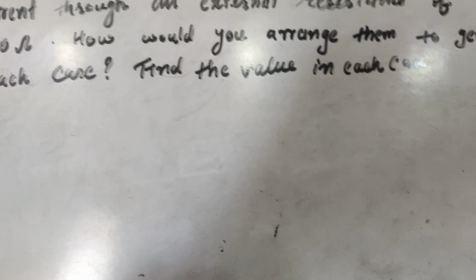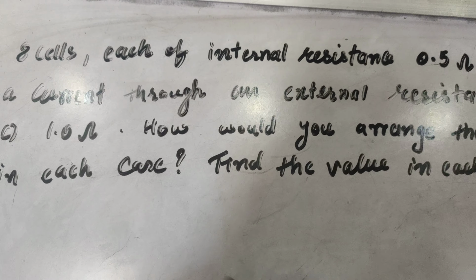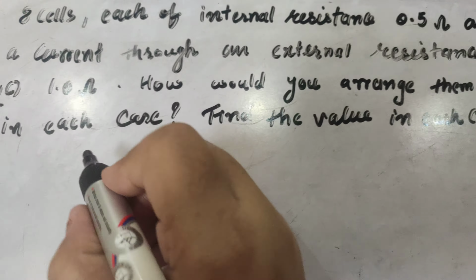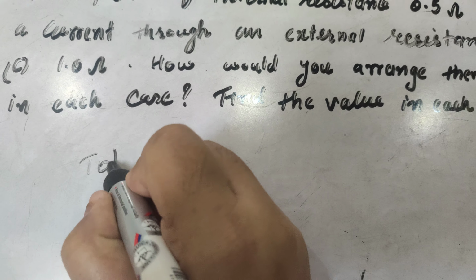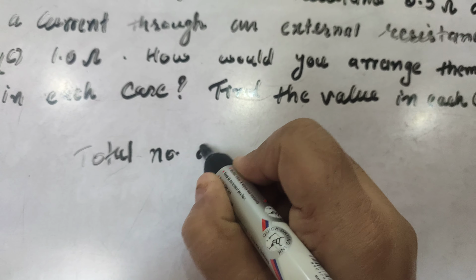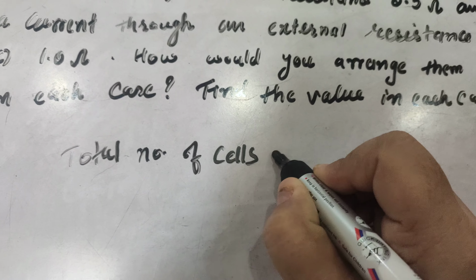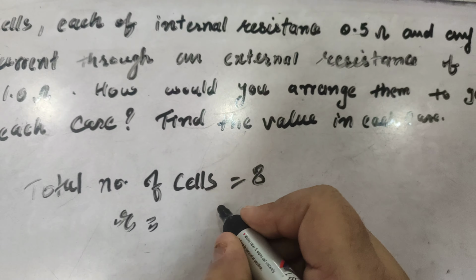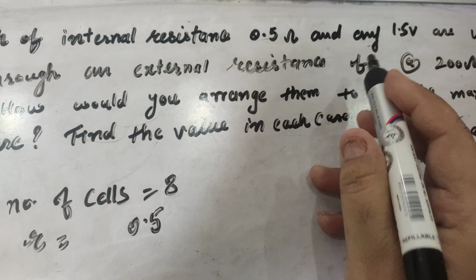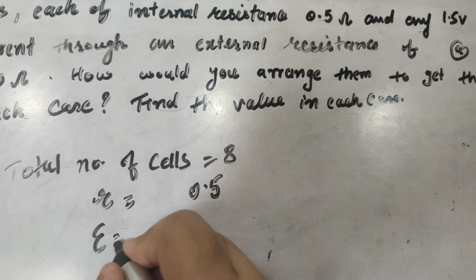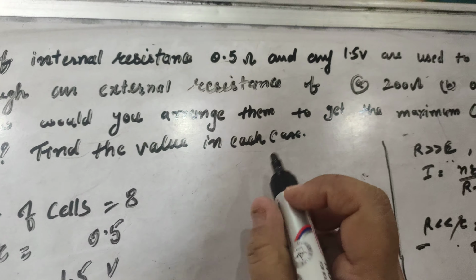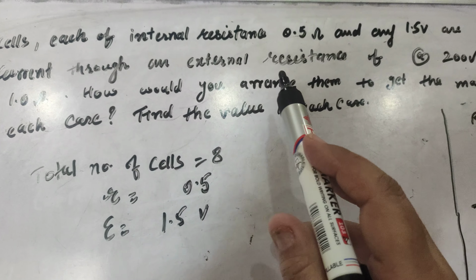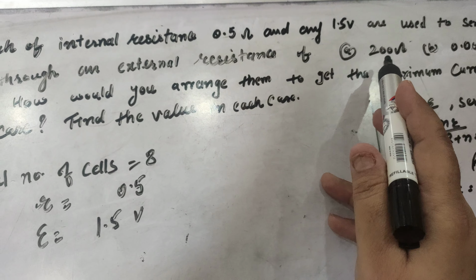Now let's come to the statement. Here the statement is 8 cells, each of internal resistance 0.5. We are having total number of cells n is equal to 8, internal resistance small r is equal to 0.5, and EMF E is equal to 1.5 volt, used to send the current through the external resistor of resistance 200 ohm.